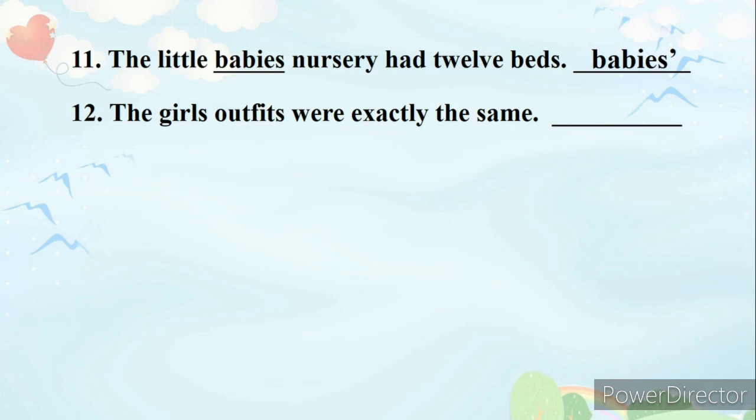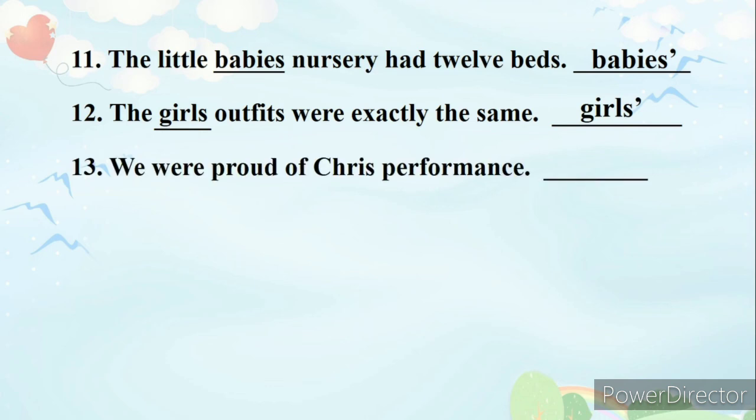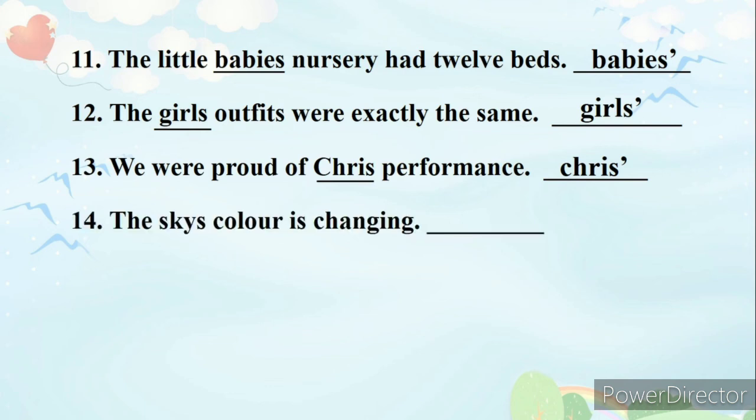12. The girls' outfits were exactly the same. Which is the noun here? Girls. So underline girls. And the possessive form will be girls', adding only apostrophe. 13. We are proud of Chris' performance. Here the noun is Chris, so you have to underline Chris, and the possessive form will be Chris', adding only apostrophe because the noun has s at the end.